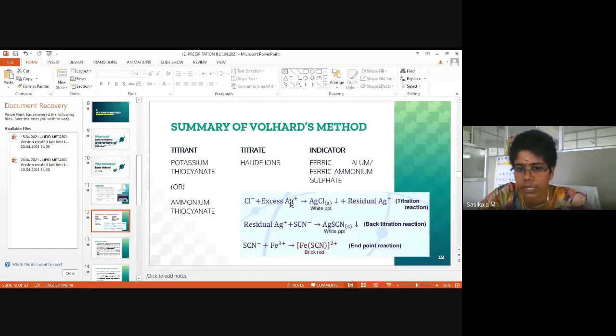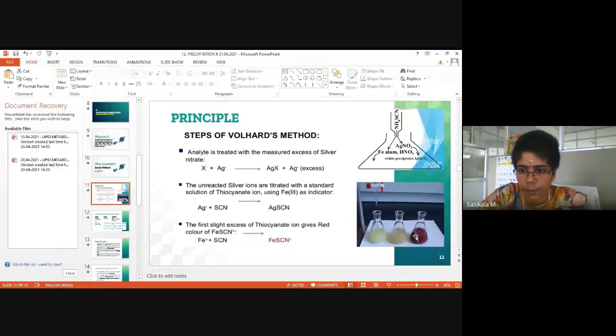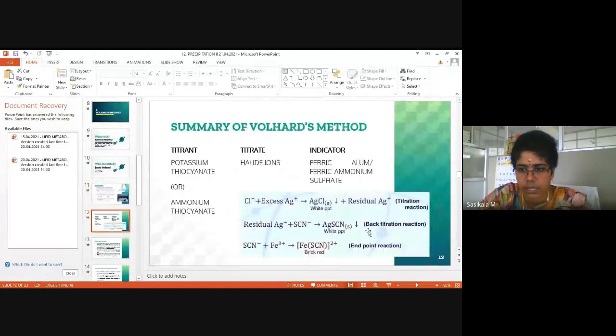We have to titrate back this known concentration of silver ion with another known concentration of ammonium thiocyanate. So this is the back titration method. The remaining thiocyanate will interact with the ferric ion present in ferric alum to give a brick red, dark red precipitate. You can observe the endpoint here. So this is the endpoint reaction.